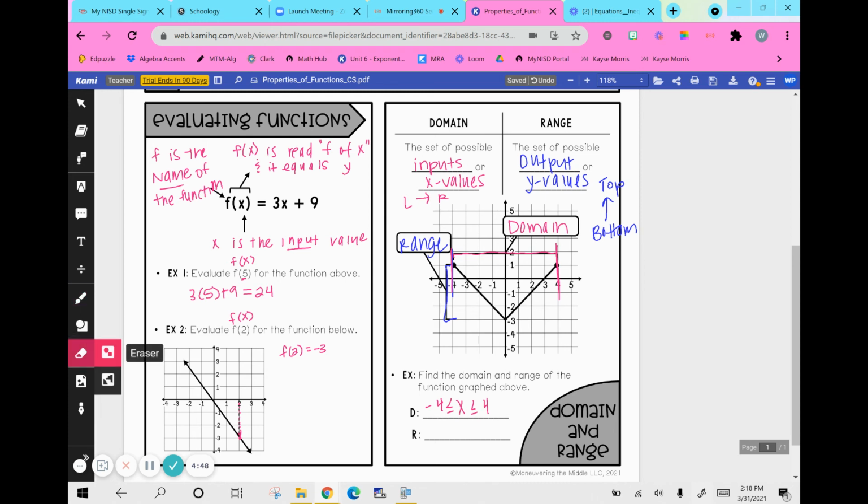Okay? Then I'm going to erase this because we're going to look at range now. And range, again, we read from the bottom. So this is my lowest point. That's -3, and that's a solid circle, so that's included. So it's going to be less than or equal to y, because we're talking about range now, which is our vertical values. And it's going to go to this point here, which is +1. And again, they both have closed circles on them, so we're going to include it, and that's going to be +1.